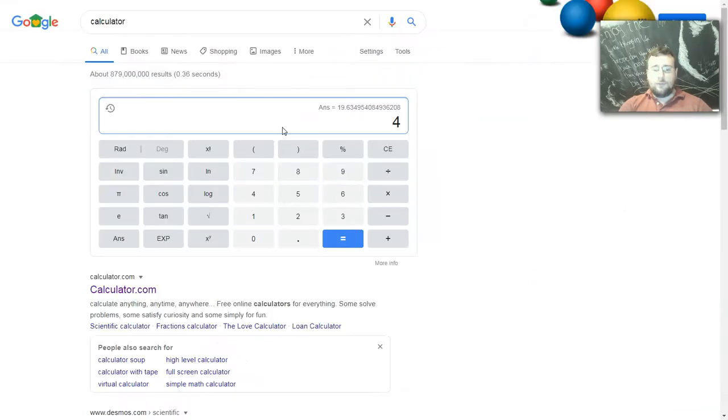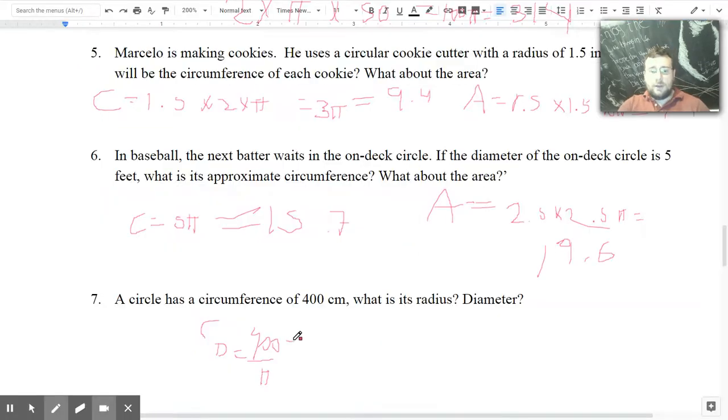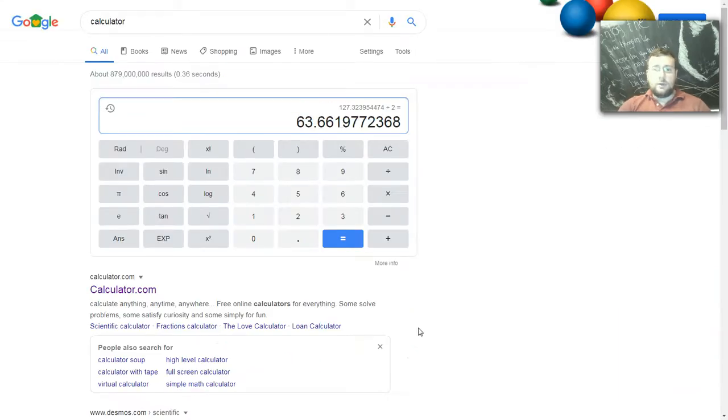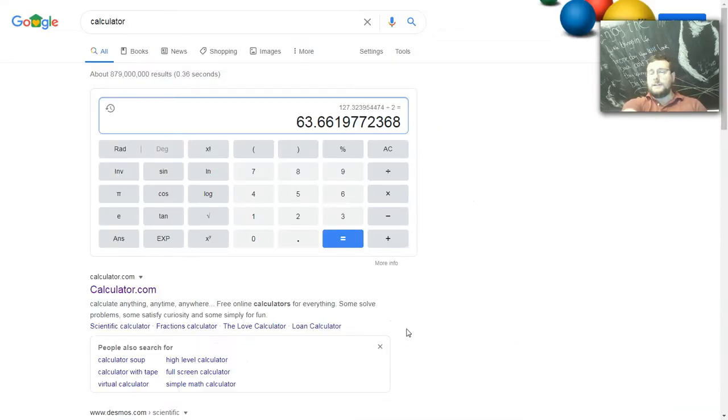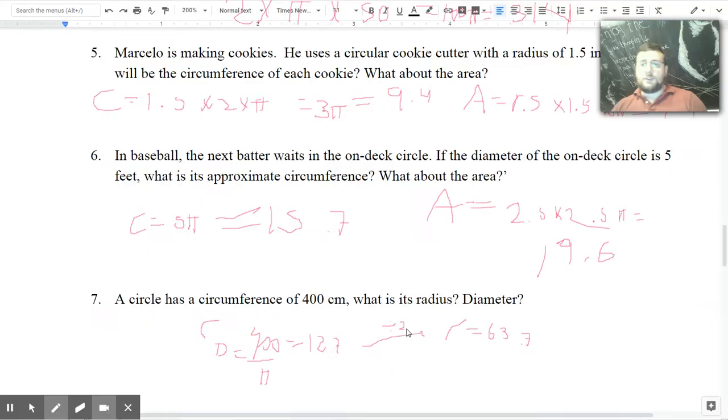So let's try that. 400 divided by pi gives you 127. So I already have the diameter is about 127, rounded, right? Now the radius would be half of that. So if I divide that by 2, I get 63.7. So the radius would be 63.7, which is basically that number divided by 2. Now, of course, you may notice that 127 divided by 2 is not 63.7, it's 63.5. But in the calculator, I didn't round, right? I just used the entire number and divided by 2, and it gave me a more precise answer.